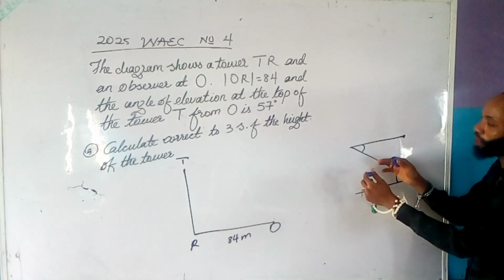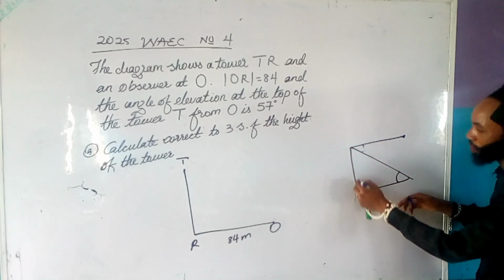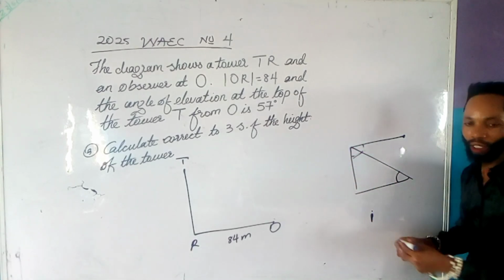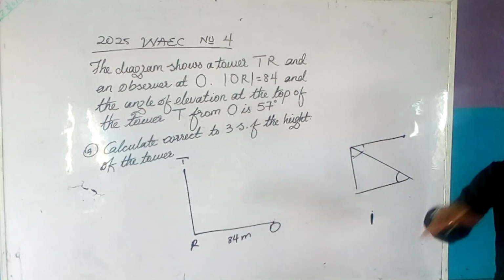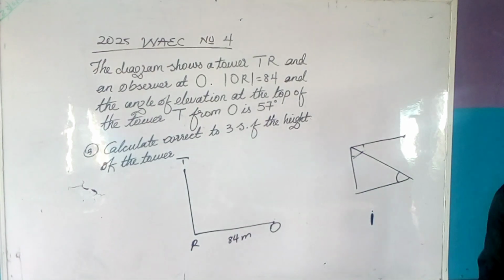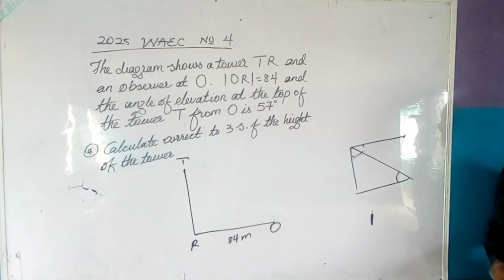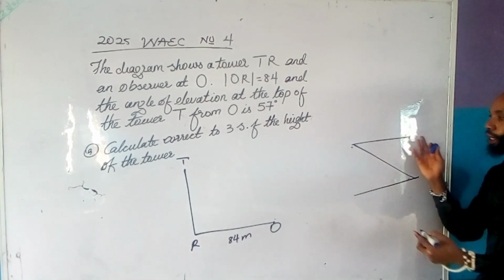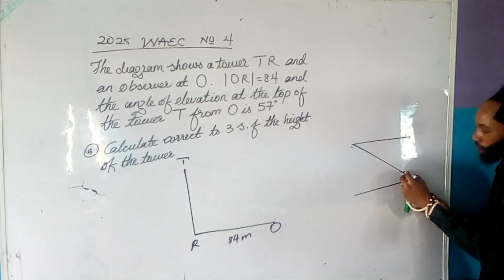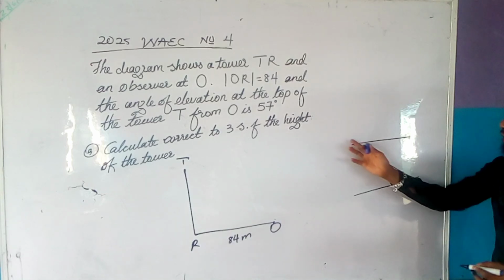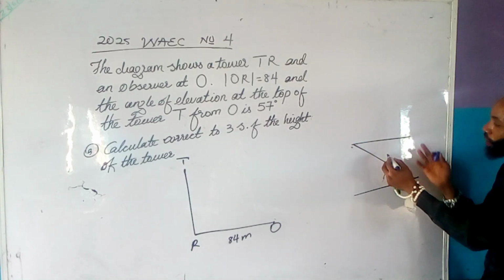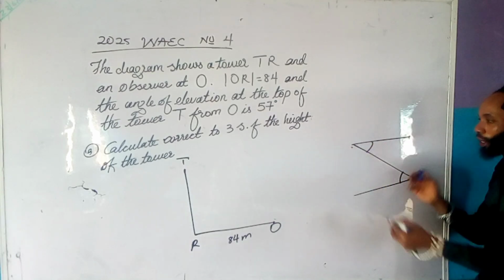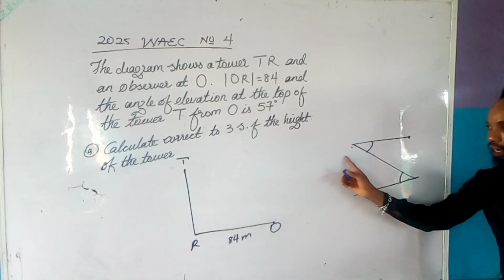Please, a lot of people make the mistake of picking this place as angle of depression. It's wrong. It is between the horizontal line and the slant line. So the angle of elevation is between the horizontal line and the slant line. That's the slant line. Now the angle of depression is still the horizontal line and this line comes down. Please don't make the mistake of picking this other line.